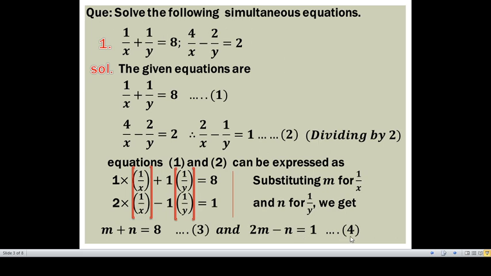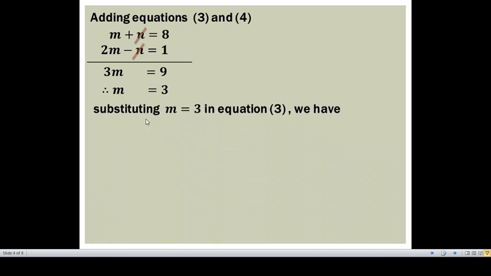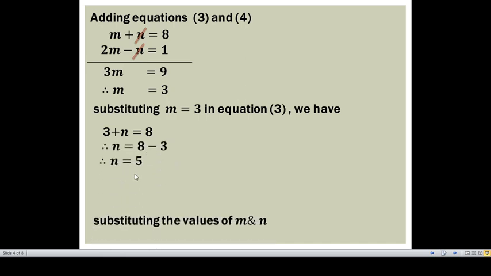Call these equations number 3 and 4. So both equations 3 and 4 are linear equations in two variables m and n. Now solving these two equations, adding them, plus n minus n cancels, we get m plus 2m, 3m is equal to 9, so m is equal to 3. Substituting m is equal to 3 in equation 3, we have 3 plus n is equal to 8. Now transposing 3 to the right hand side, we have n is equal to 8 minus 3. Therefore n is equal to 5.